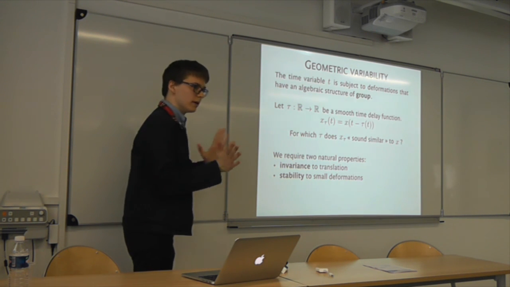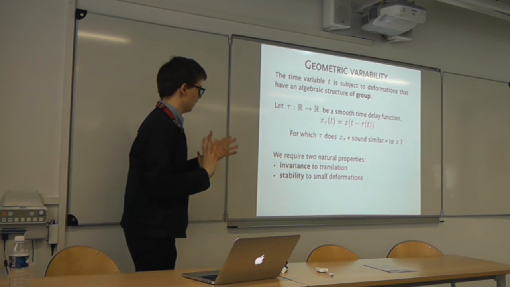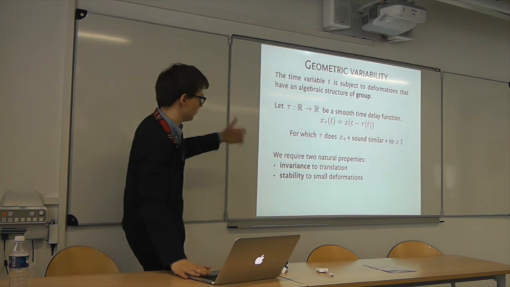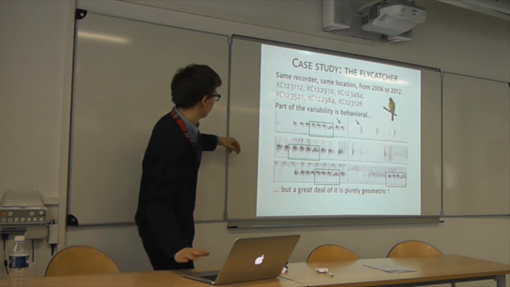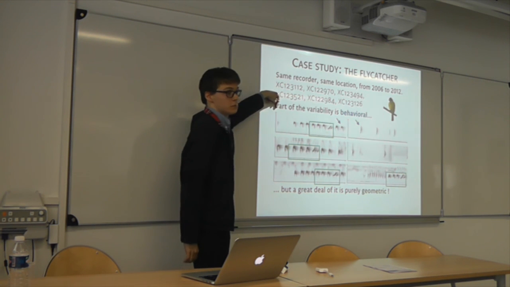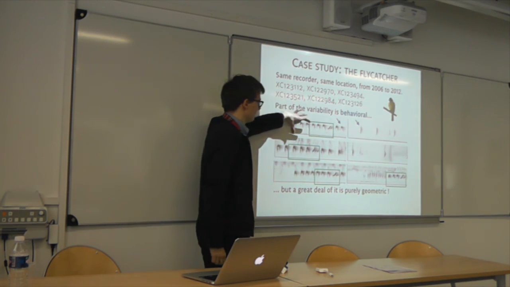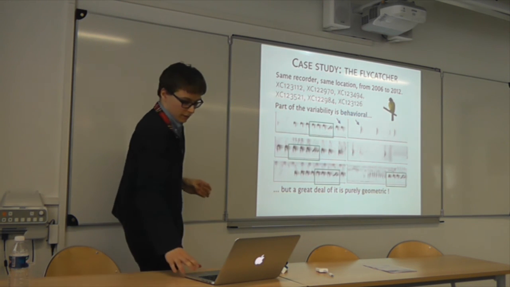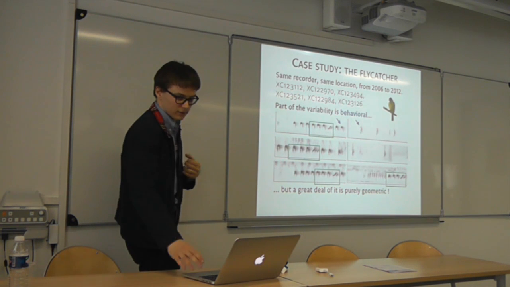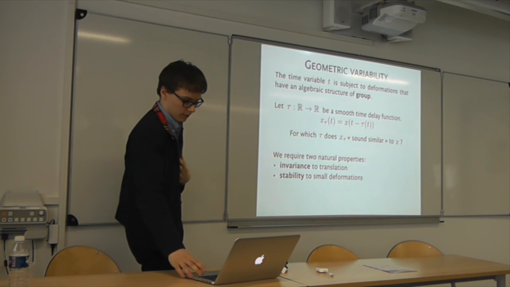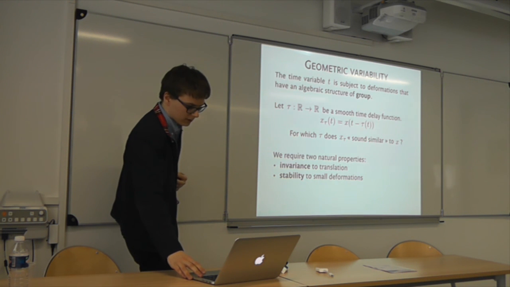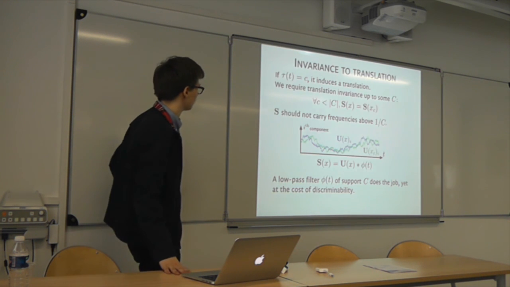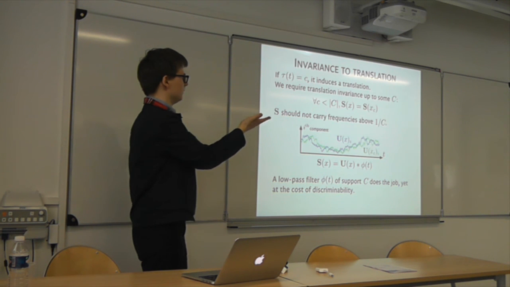Well, there are two orthogonal questions. One of them is translation, because in the previous slide, as you can see, the t equals 0 axis doesn't mean anything really. These translations are completely arbitrary. And the other will be the time drift itself and the actual small deformation. So let's start with invariance to translation. That's tau of t equals a constant.